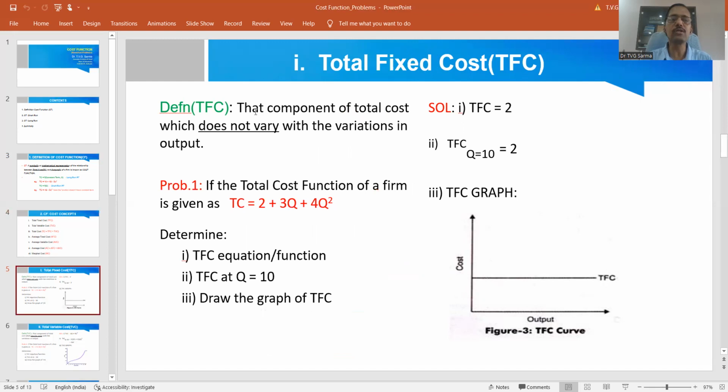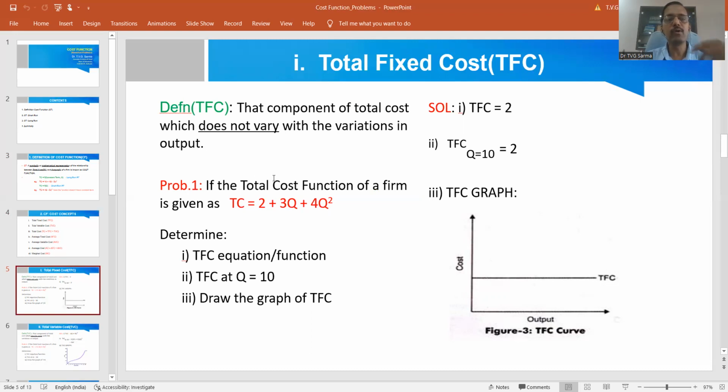The total fixed cost is nothing but that component of the total cost equation which does not vary with the variation in output. As in when you are increasing the output, that component of the total cost which remains the same is known as the total fixed cost. The problem we can illustrate very clearly with the help of a numerical problem.